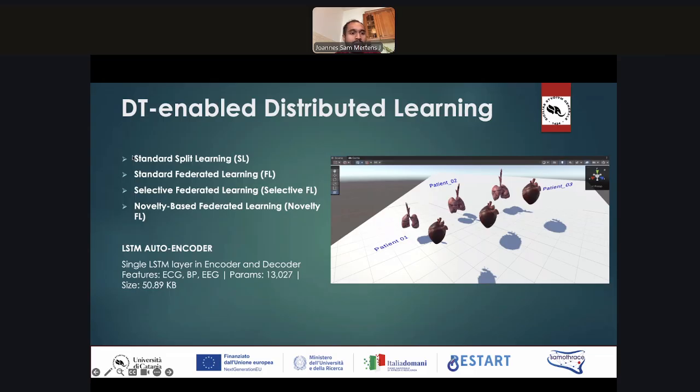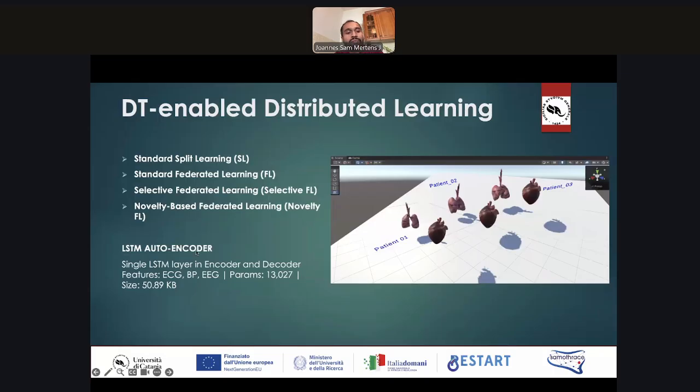So we compared 4 cases. One is standard split learning. Second is standard federated learning. And next, we compared them with 2 other strategies: one is called selective federated learning, and another is called novelty-based federated learning. I'm going to briefly say what selective FL and novelty-based FL are.